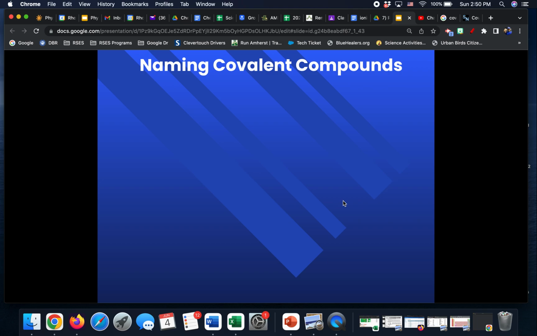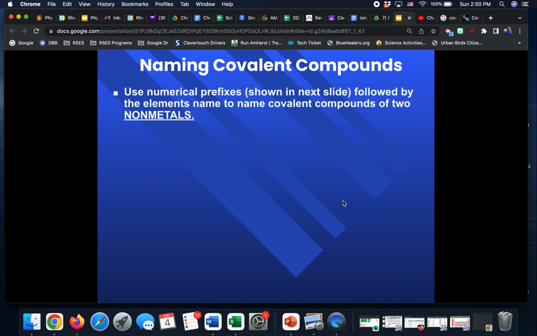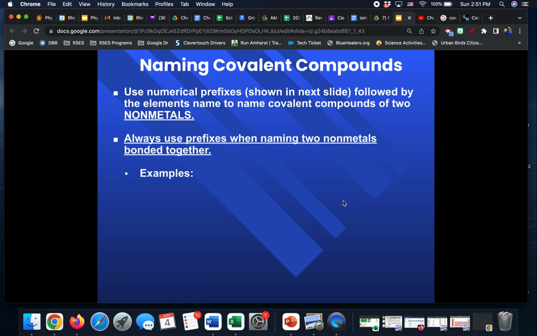How do we name them? Well, these are the easiest of them to me. Maybe the straight group 1 or 2 with a nonmetal ionic is easier, but these are close, if not easier. What you're going to do is use prefixes, followed by the names of the elements of the 2 nonmetals. Meaning, if we have 2 things from the nonmetal, the right side, we're going to name them with prefixes for the number of atoms there are.